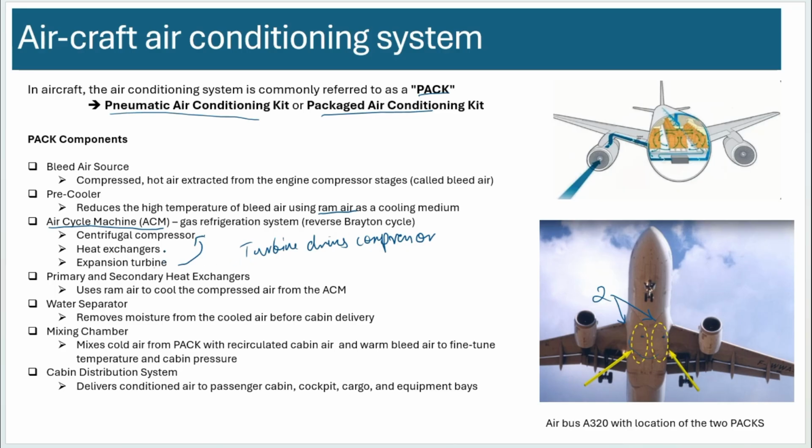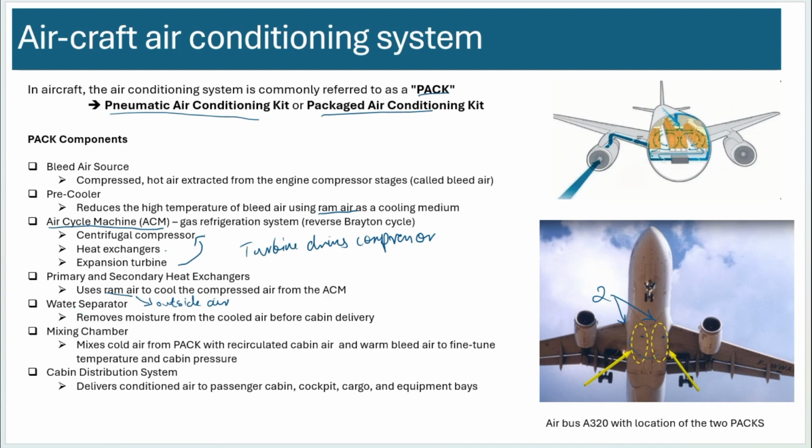Okay, it also has a secondary heat exchanger, which further cools the air before it enters the turbine. So air from the pre-cooler goes to the centrifugal compressor and then exchanges heat, cools further down, and then expands through the turbine, finally reducing it to the lowest temperature. So the primary and secondary heat exchangers that we talked about here use ram air because basically it's outside air that is rammed in through intakes on the bottom of the plane to cool compressed air from the ACM.